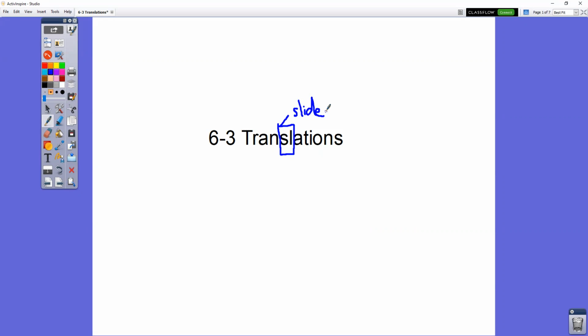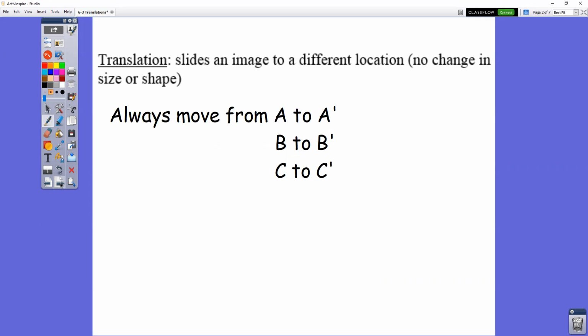You might go left or right, you might go up or down, and you might go some combination of those, like left 5, down 3, or right 2, up 1. Sometimes you just go up, sometimes just down, sometimes just left, sometimes just right, and it can fall anywhere in between. So again, a translation slides an image to a different location. It doesn't change its shape, it doesn't change its size. All it does is move from one place to another place on the graph.